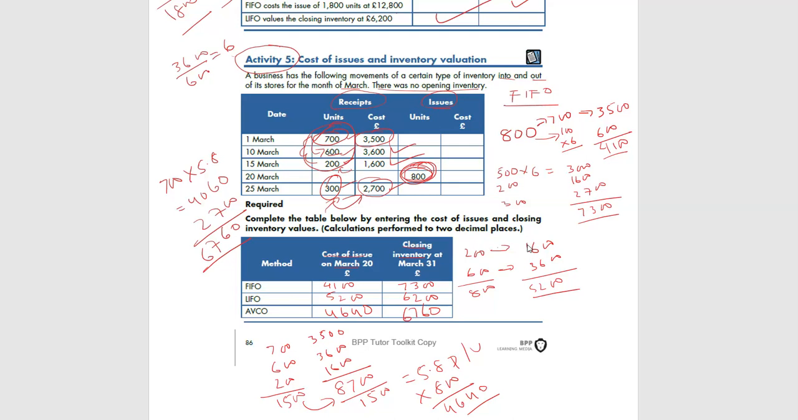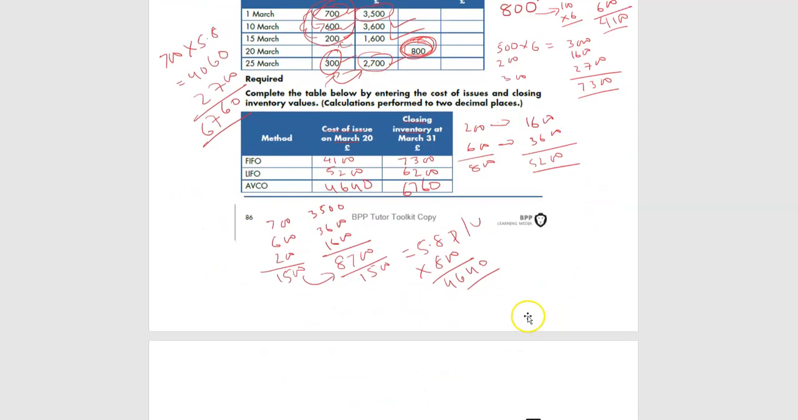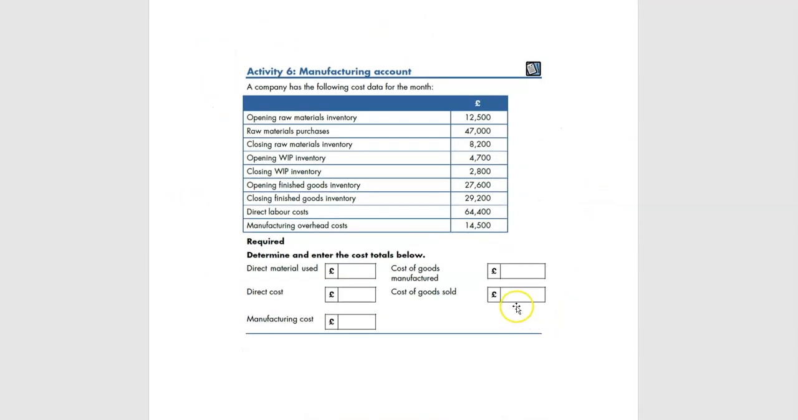The next one we have is manufacturing cost. This is not inventory valuation, but more of an understanding question, mainly for the manufacturing part. So let's read this question first. We have here the manufacturing account. Let's say a company has the following cost data for the month. You have opening raw material, raw material purchases, and closing raw material inventory. These three go together, so you have to remember how it works.